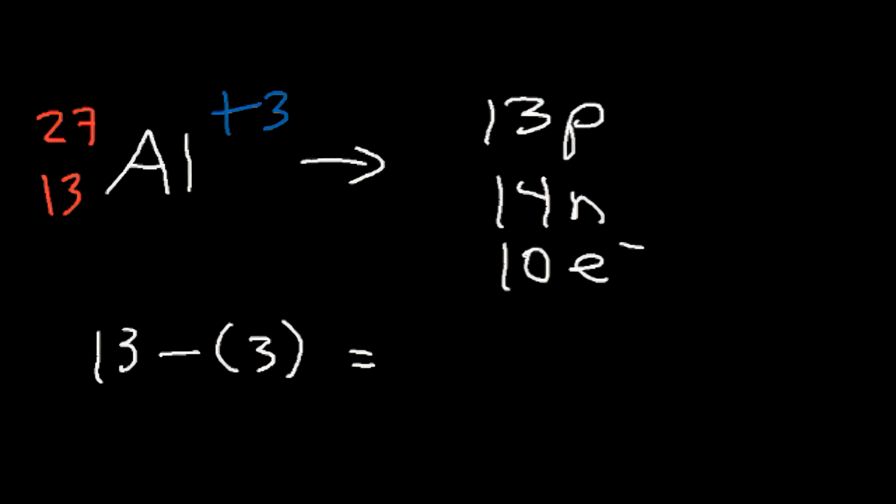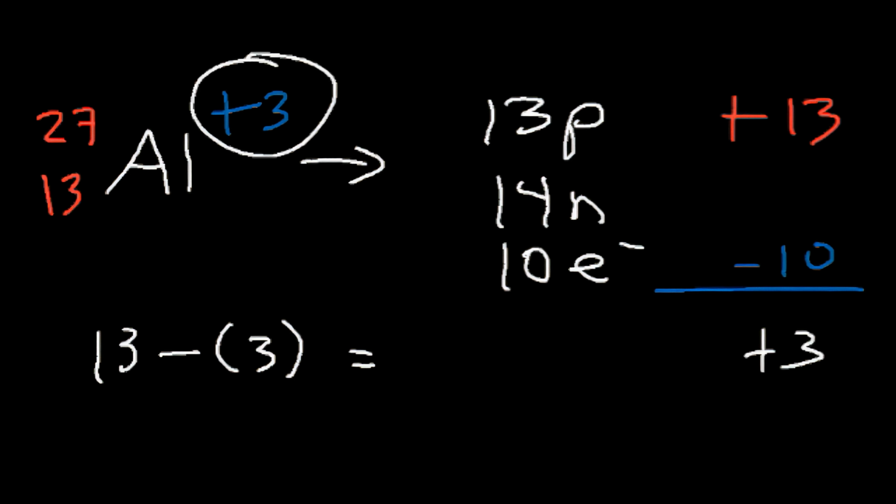If you add up the charges, we have a charge of positive 13 from the 13 protons and a charge of negative 10 from the 10 electrons. 13 minus 10 is plus 3, which is the net charge of the ion.